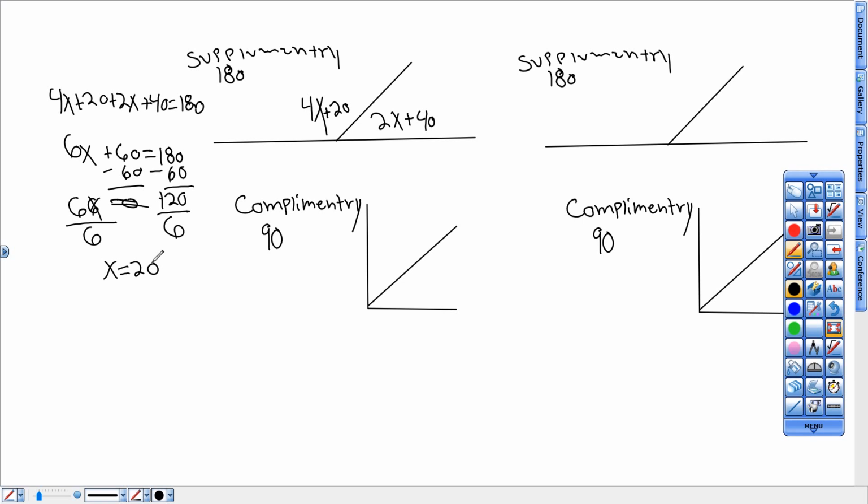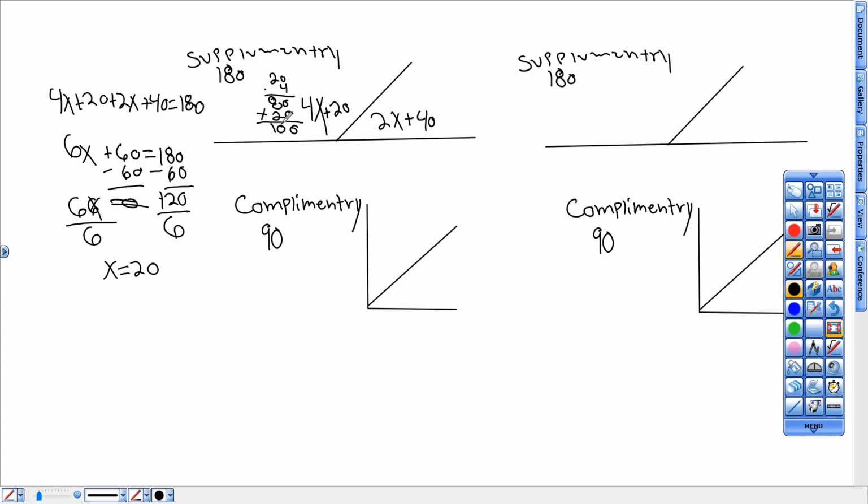You have to plug it in, so it would be 20 times 4, which is just 80. Yep. And then plus 20, which is 100. So the angle is 100 for this one.